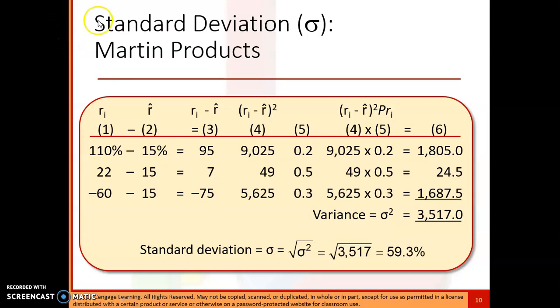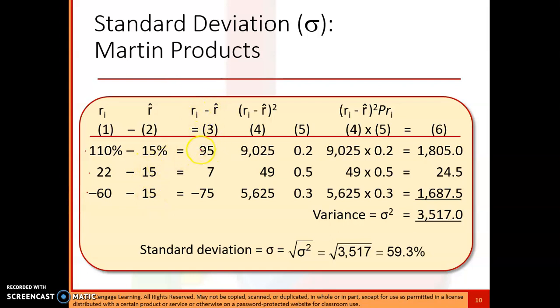Okay, so continue with chapter 8. This is what I would call a spreadsheet example of calculating the standard deviation for Martin Products. Down here we have the returns: 110% in a boom, 22% in a normal economy, and a loss of 60% in a recession. Our expected return of 15% is subtracted from each.